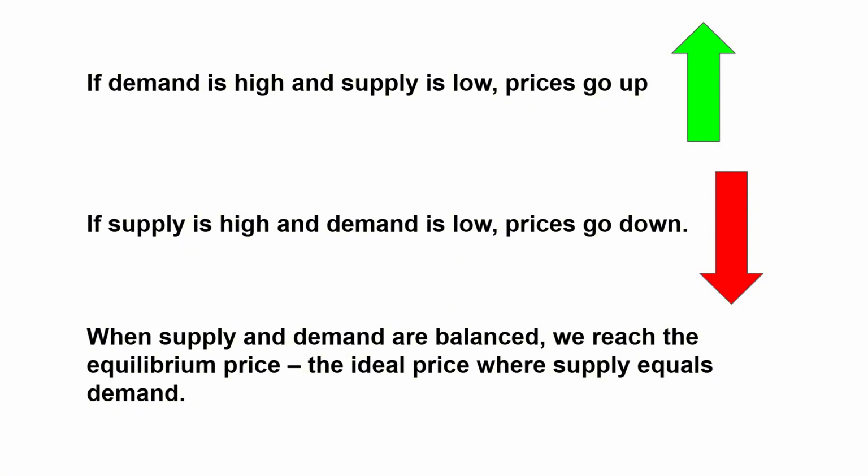If demand is high and supply is low, prices go up. If supply is high and demand is low, prices go down. When supply and demand are balanced, we reach the equilibrium price, the ideal price where supply equals demand. This is why supermarkets lower prices of apples and bananas when nobody buys them, and why companies reduce the price of old smartphones when a new model comes out.